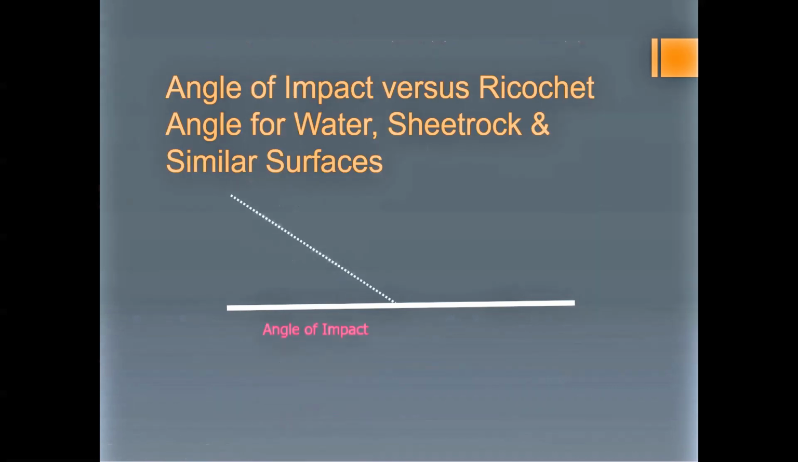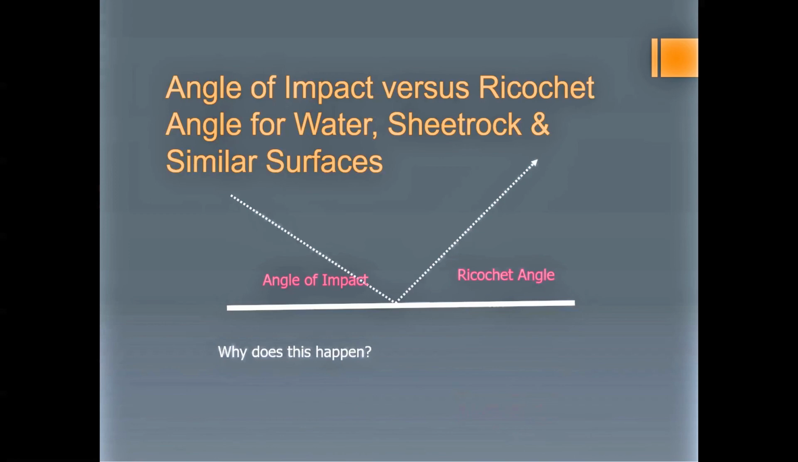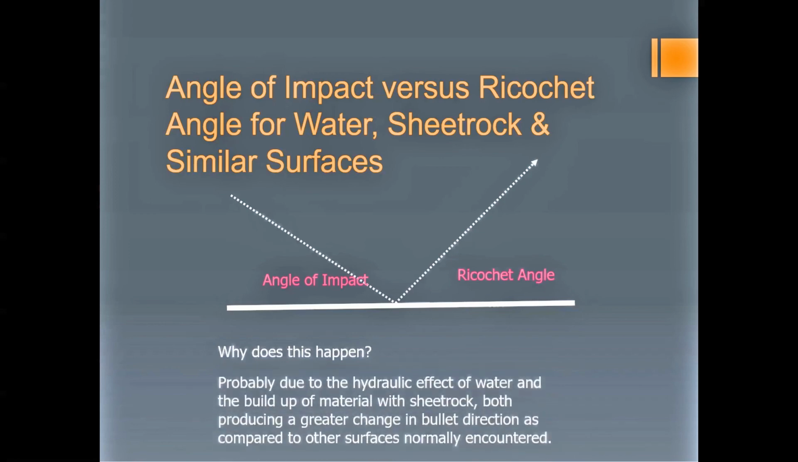So with sheetrock and similar surfaces, right, here we have our angle of impact. And if you look at this angle, it's actually less than the angle that the bullet's departing at, which is the ricochet angle. So why does this happen? Probably due to the hydraulic effect of the water and the buildup of material with sheetrock.